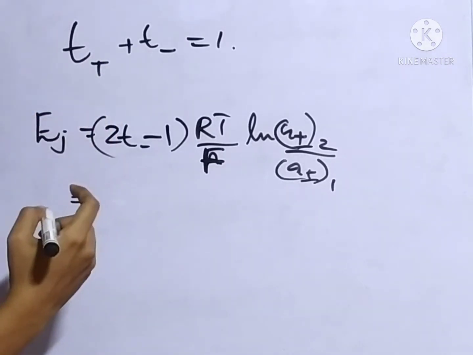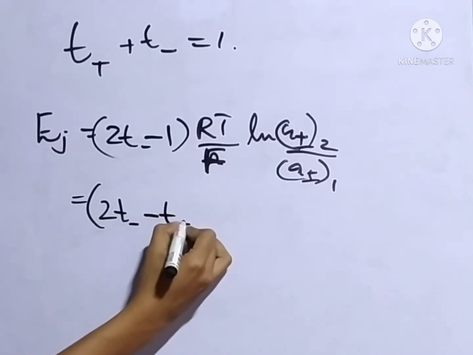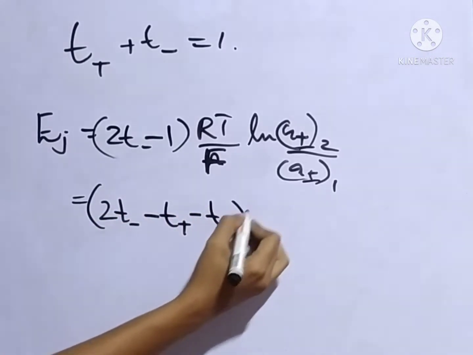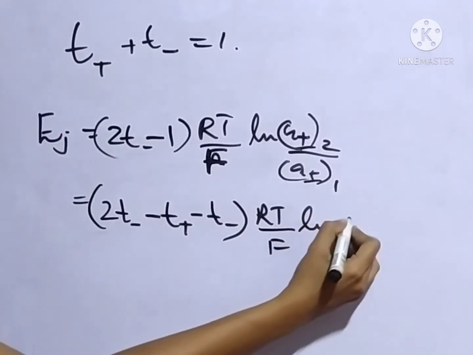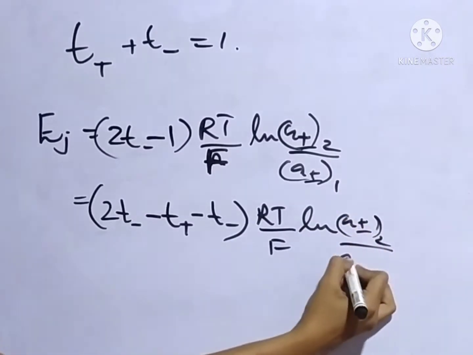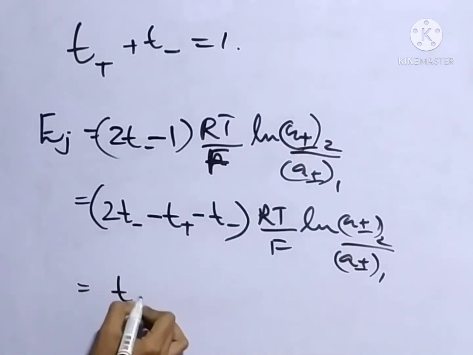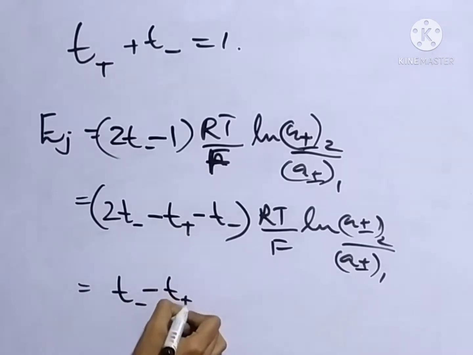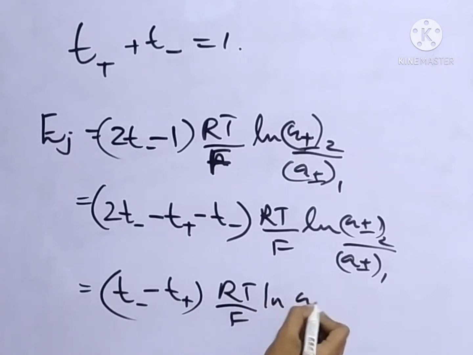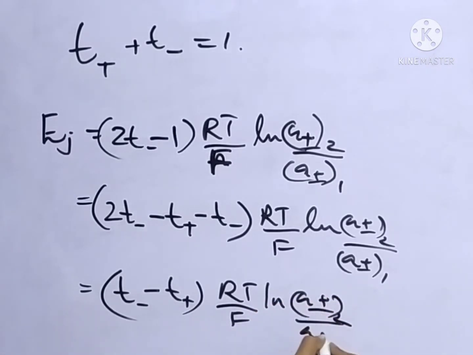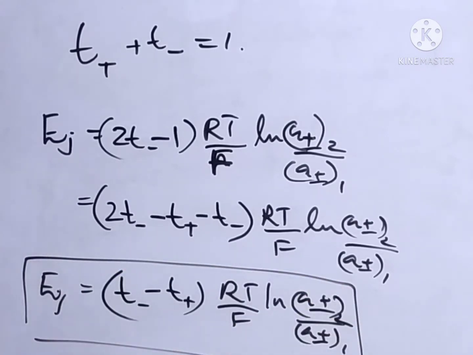Thus here we can write it as (2t − t+ − t−), and the remaining portion RT/F ln(a±2/a±1). And here this is equal to (t− − t+) RT/F ln(a±2/a±1). This is the liquid junction potential. Okay.